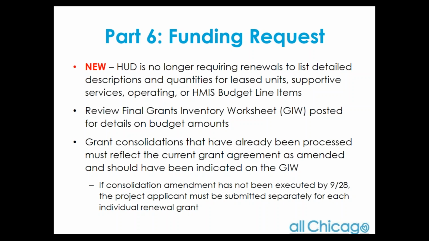So the funding part, part 6. New this year, HUD is no longer requiring renewals to list out detailed descriptions and quantities for specific budget line items. You just have to ensure that you are entering the correct amount. We encourage you to review the final Grants Inventory Worksheet, the GIW, posted on our website for details on the budget amounts.